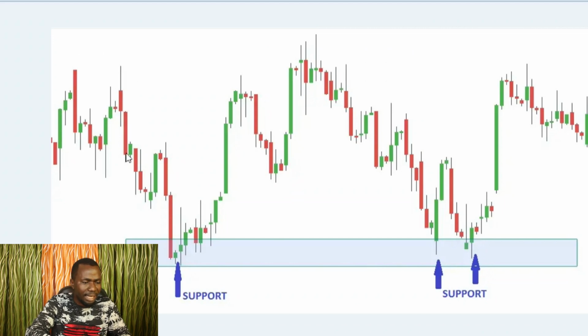So when price gets to the support level, the buyers step in and push the price up. And when price gets to the resistance level, the sellers step in and push the price down. That is why in a ranging market, both the buyers and the sellers are in equilibrium. They are exchanging price. The buyers are buying at the support level while the sellers are selling at the resistance level. So this is how you trade using the horizontal support and resistance level.